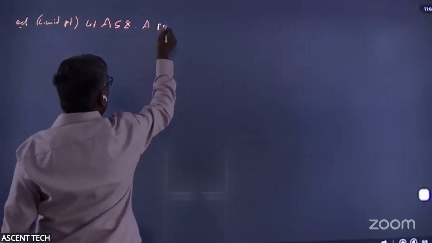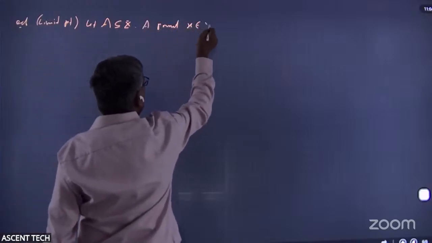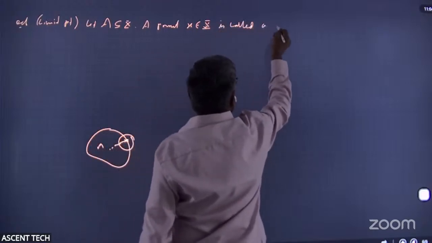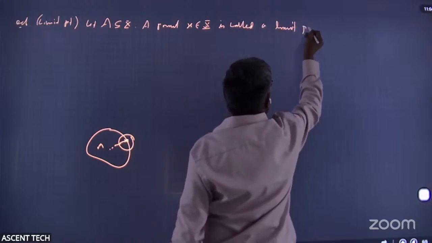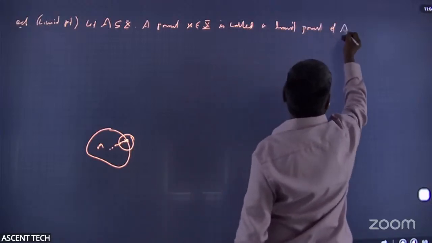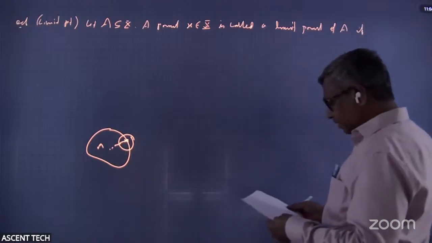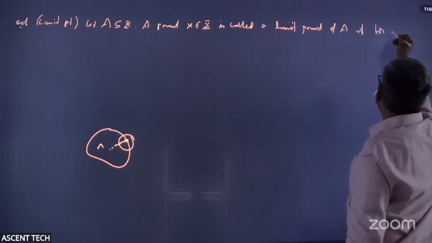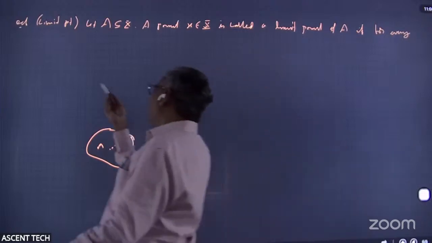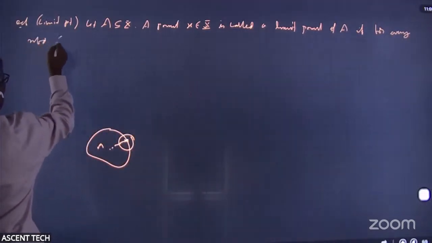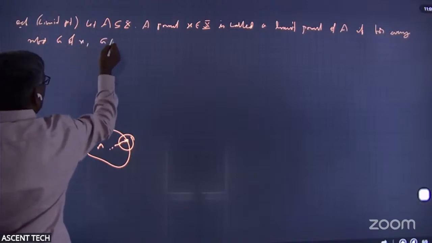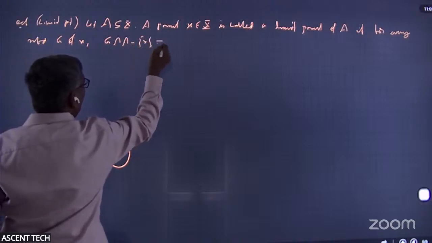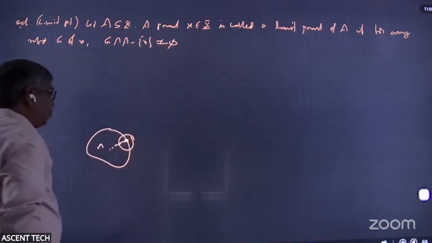So let A be a subset of X. A point X in X is called a limit point of A if for every open set that contains X, G intersection A minus X is non-empty. Or we can say for every neighborhood G of X, G intersection A minus singleton X is non-empty. That's when you say that point is a limit point.